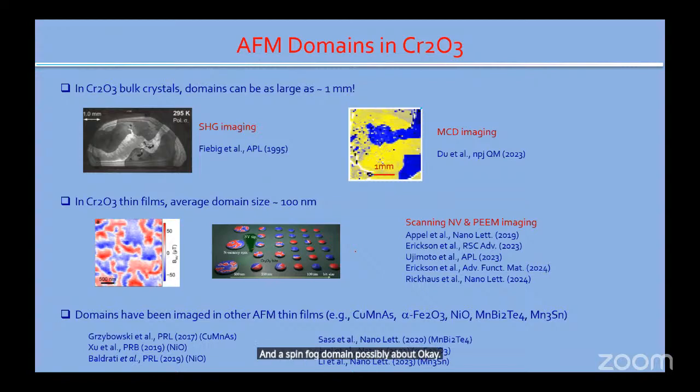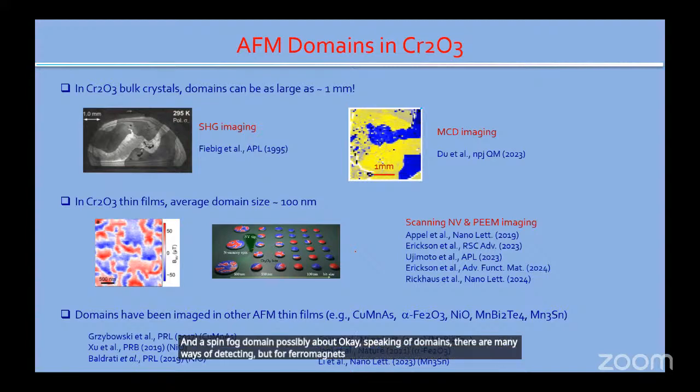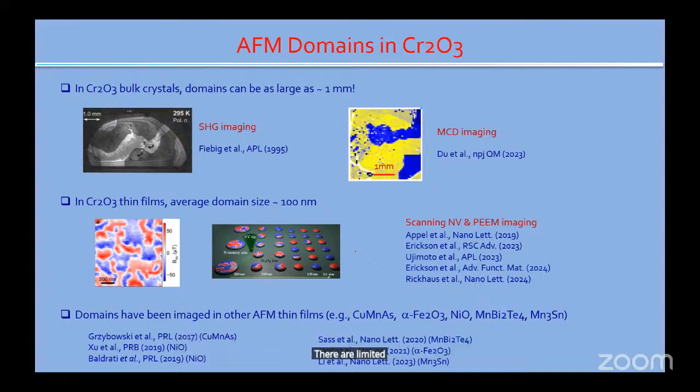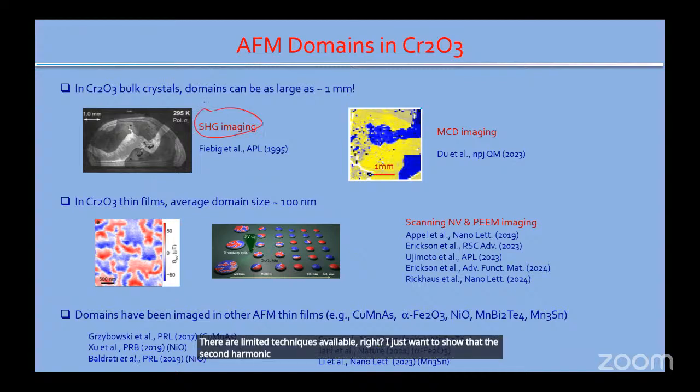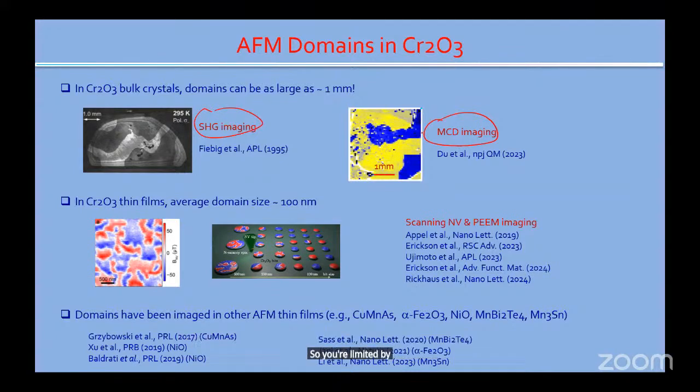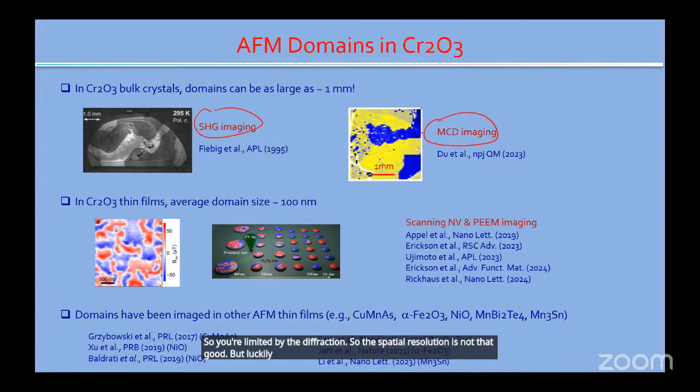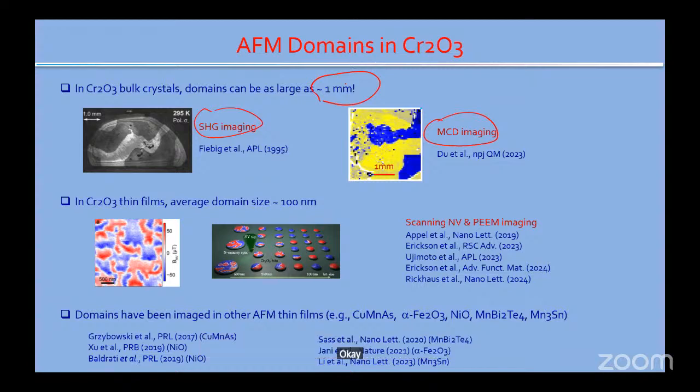Okay, speaking of domains, there are many ways of detecting them, but for antiferromagnets there are limited techniques available, right? I just want to show that the second harmonic detection was included in one of the early slides. And the optical one, this is magnetic circular dichroism imaging. So whenever you use light, unless you use a scanning probe, you're limited by diffraction, so the spatial resolution is not that good. But luckily for bulk chromium oxide crystal, the domain size typically is large, millimeter or smaller, right?